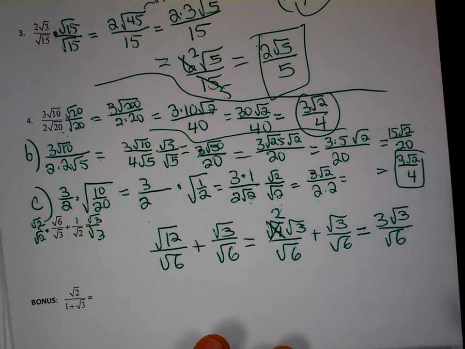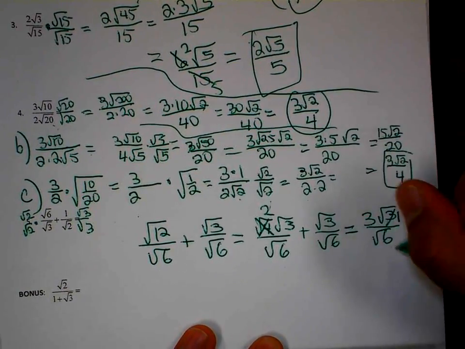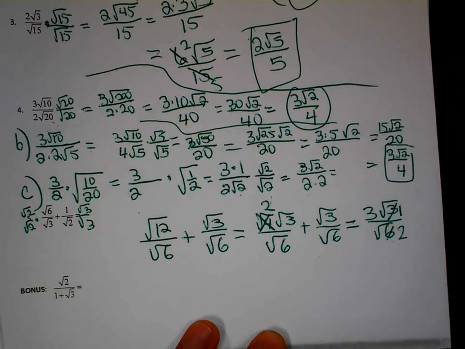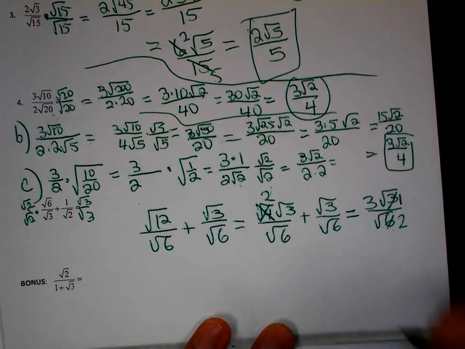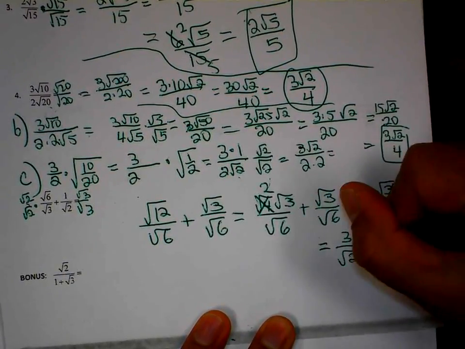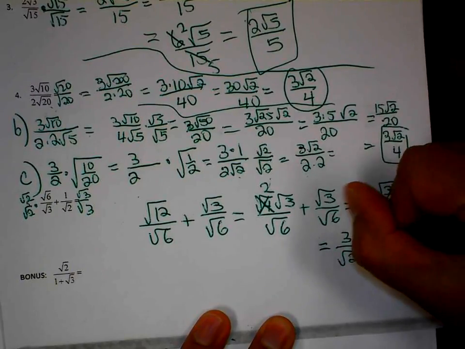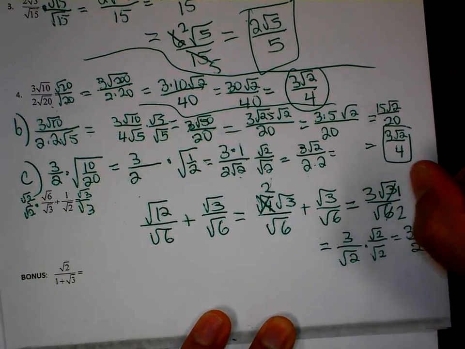And now I have to simplify. The 3 and the 6 simplify to 1 and 2 because they're both in the square roots and there's no addition or subtraction going on up top or bottom. I can do that. So this is just 3 over the square root of 2, which rationalized is 3 root 2 over 2.